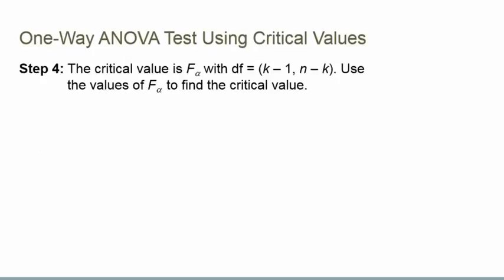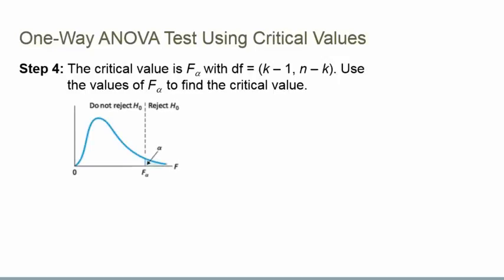Step 4. The critical value is F sub alpha with degrees of freedom K-1 and N minus K. Use the values of F sub alpha to find the critical value. So our rejection region is the area to the right of F sub alpha, and our do not reject region is the area to the left.